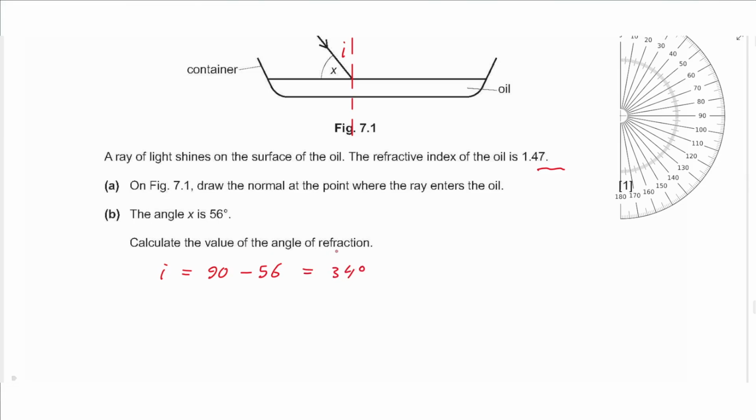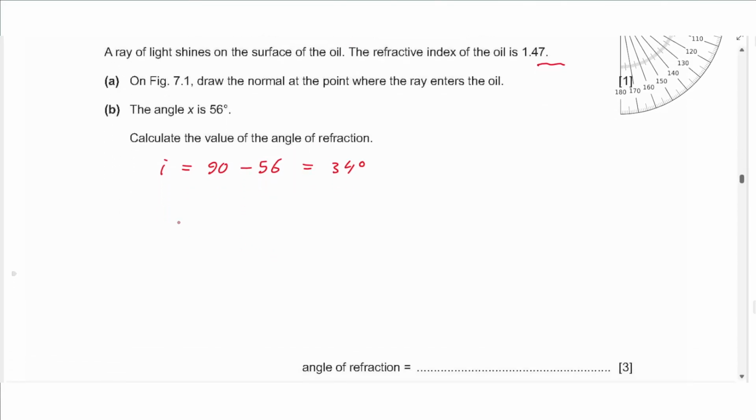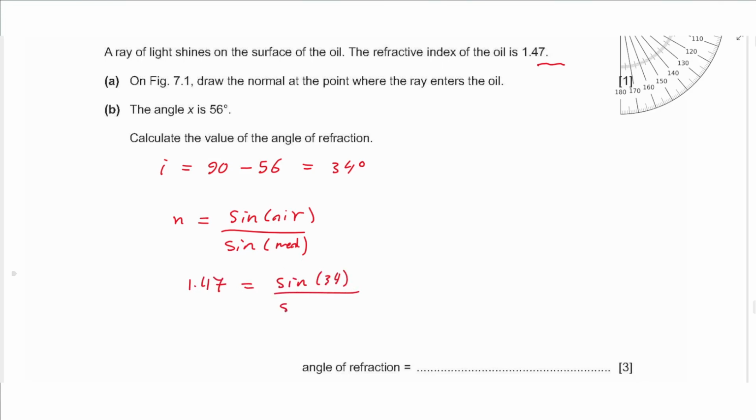Calculate the value of the angle of refraction in the oil. So we use the equation of the refractive index. Refractive index of a medium is equal to sine the angle in the air divided by sine the angle in the medium. So substituting, we have 1.47 is equal to sine 34 over sine the required angle of refraction. So by replacing these, we have sine the angle of refraction is equal to sine 34 divided by 1.47.